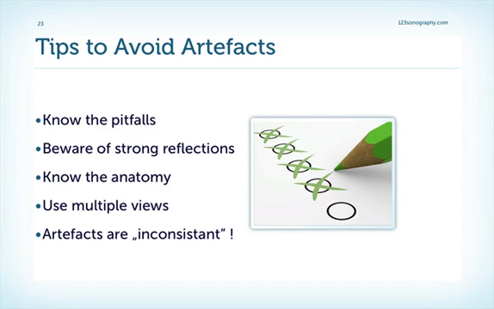Okay, so you've heard a lot about artifacts, but the question remains, what can we do to avoid them in the first place? Well, the first thing to remember is know the pitfalls, and I hope you will now after this presentation. Beware of strong reflections. Know the anatomy. Use multiple views. Why? Because artifacts are usually very inconsistent. And if you vary the transducer position, these artifacts will either vanish or significantly change their appearance.